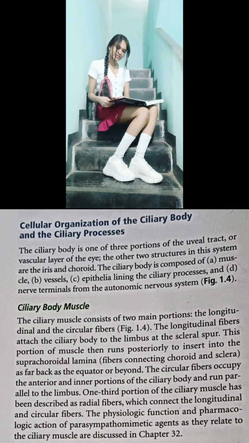One-third portion of the ciliary muscle has been described as radial fibers, which connect the longitudinal and circular fibers. The physiologic function and pharmacologic action of parasympathomimetic agents as they relate to the ciliary muscle are discussed in Chapter 32.